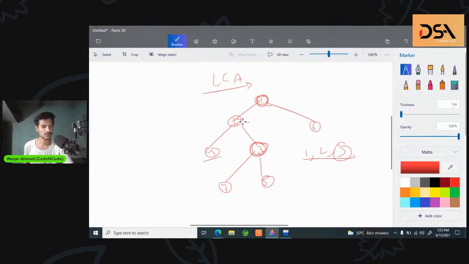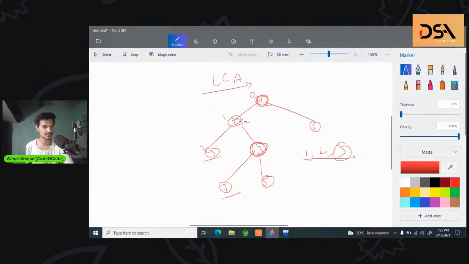What will be the LCA of 4 and 7? Of course, it would be node 2, because the common ancestors are 2 and 1, and node 2 is the lowest one. So LCA of nodes 4 and 7 is actually 2, right? Using the LCA, you can actually find out the distance in constant time. This was the question asked. So see here, this is the root, so this is at distance 0.